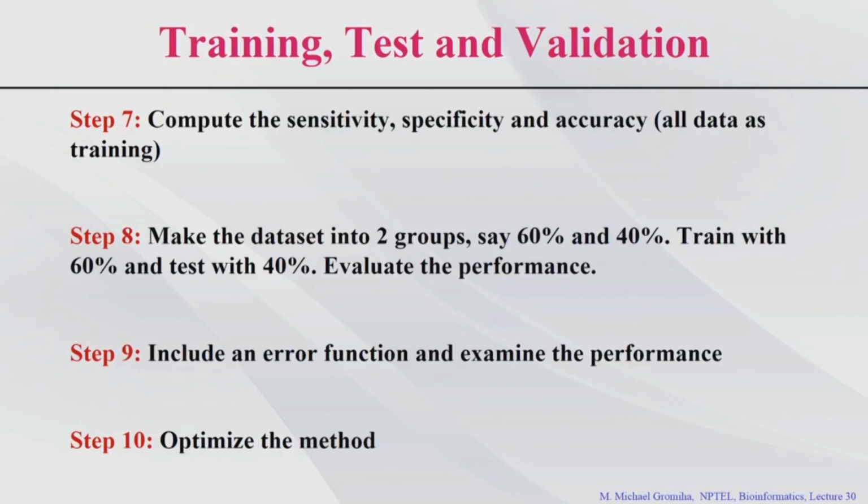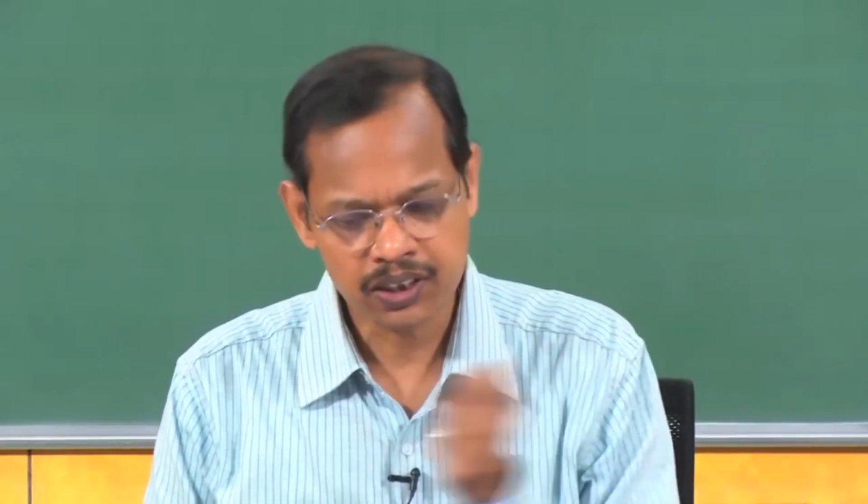Likewise, you can use all the data as training and evaluate the performance using the training data. Then you can make it into 2 groups. First, 60% is used to get the composition for the TMH and the TMS. Then the remaining 40% is used to test. Each protein in this 40% you can test and see whether it is correctly identified as TMS or TMH, and then you can evaluate the performance.